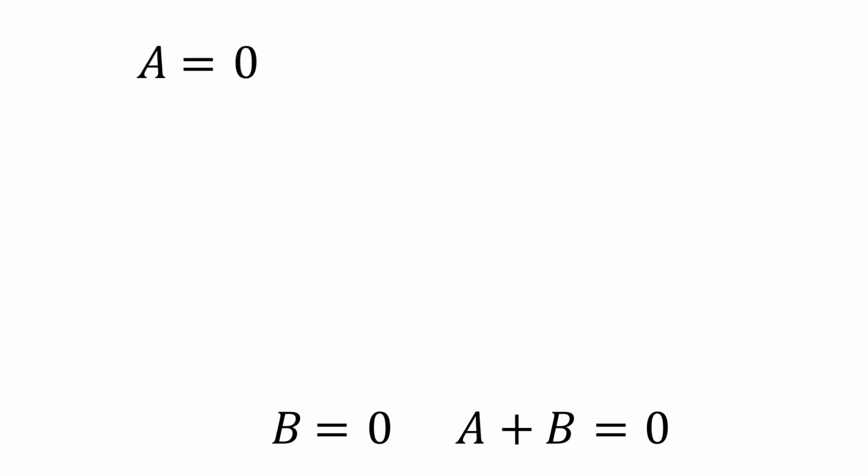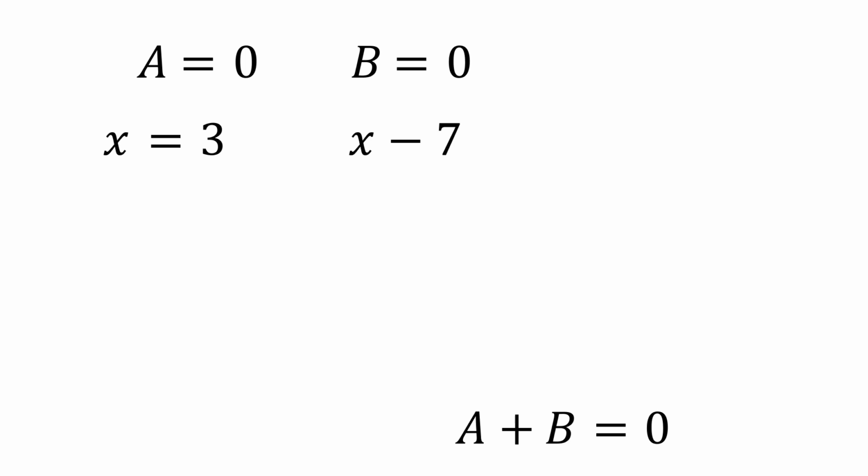First, suppose a equals 0. Remember that a represents x minus 3. So x minus 3 equals 0. Adding 3 to both sides gives x equals 3. That's our first candidate solution. Now suppose b equals 0. Since b represents x minus 7, we have x minus 7 equals 0. Adding 7 to both sides gives x equals 7. That's our second candidate. One possibility remains.